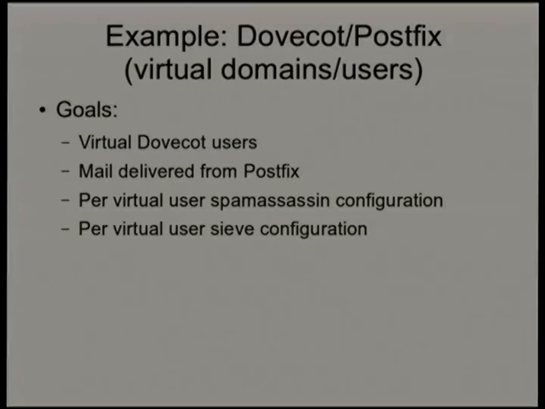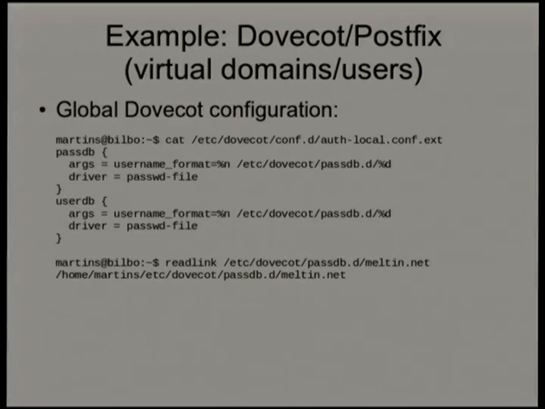So we want our mail delivered from Postfix, we want per virtual user SpamAssassin config, and we want Sieve configurations per virtual user so we can deliver to all the different virtual users. So the first thing to do is tell Dovecot that we want a bunch of virtual users. And the simplest way seems to be to just tell it that we've got this passdb.d directory and symlink in the passdbs, and that way we can manage our own users in our own account, not as root. Anytime we want to add one or change a password, we can do that for people, and it doesn't have to be done at the system level.